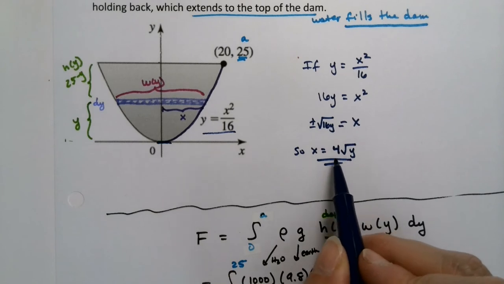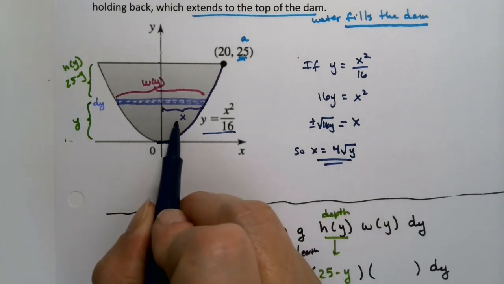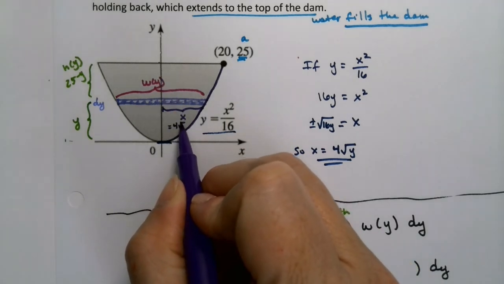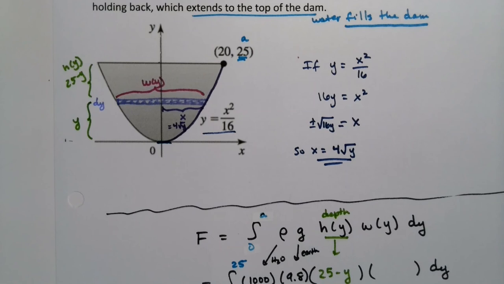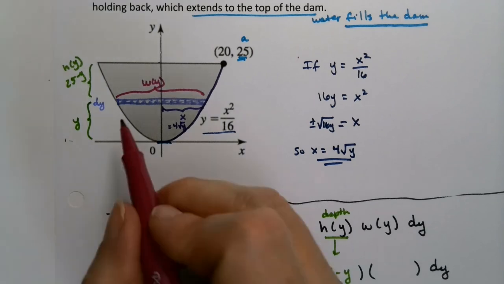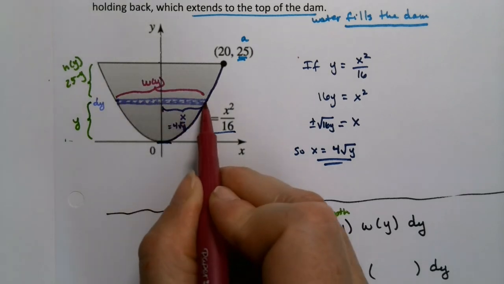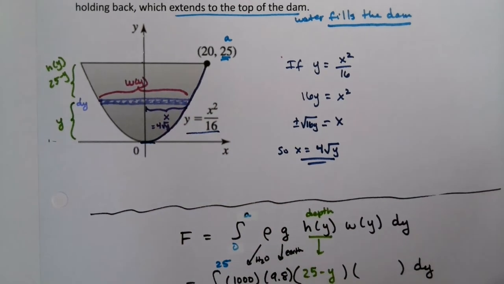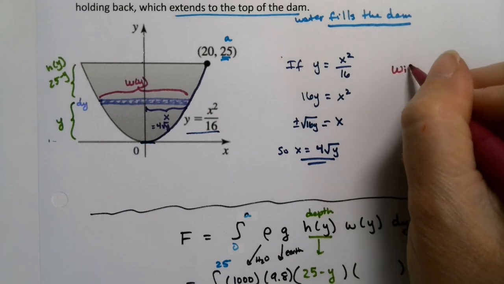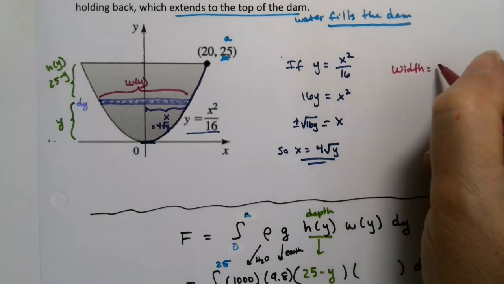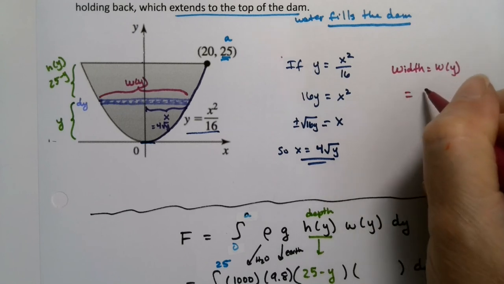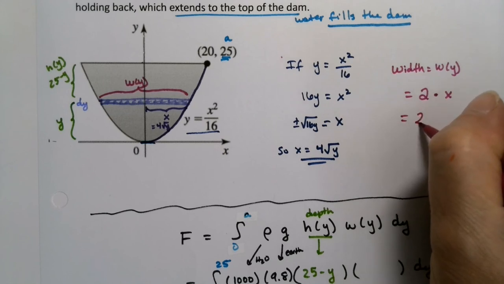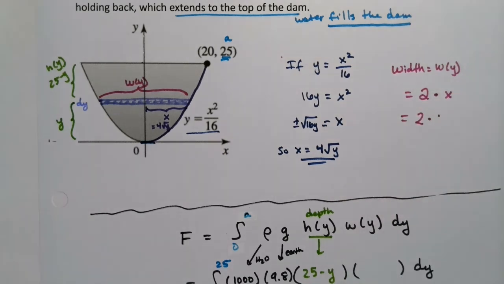All right, now how did that help me? Well, because that's that, right? So I know that that x right there is 4 square root y. Now that's not the answer. That's not the width. Why not? Well, because the width goes from the left side to the right side. We just found from the 0 to the right side. So the width is W of y is 2 times x, which is 2 times 4 square root y.